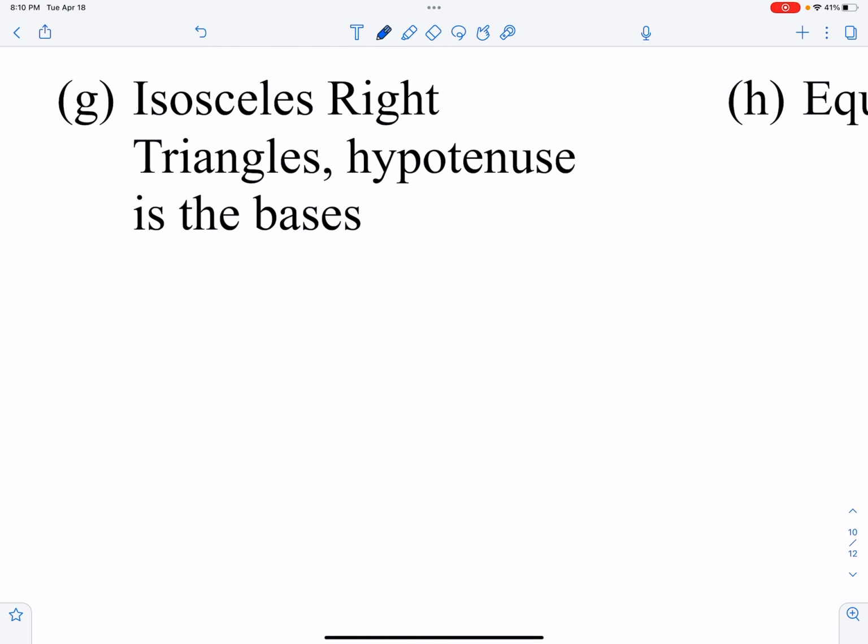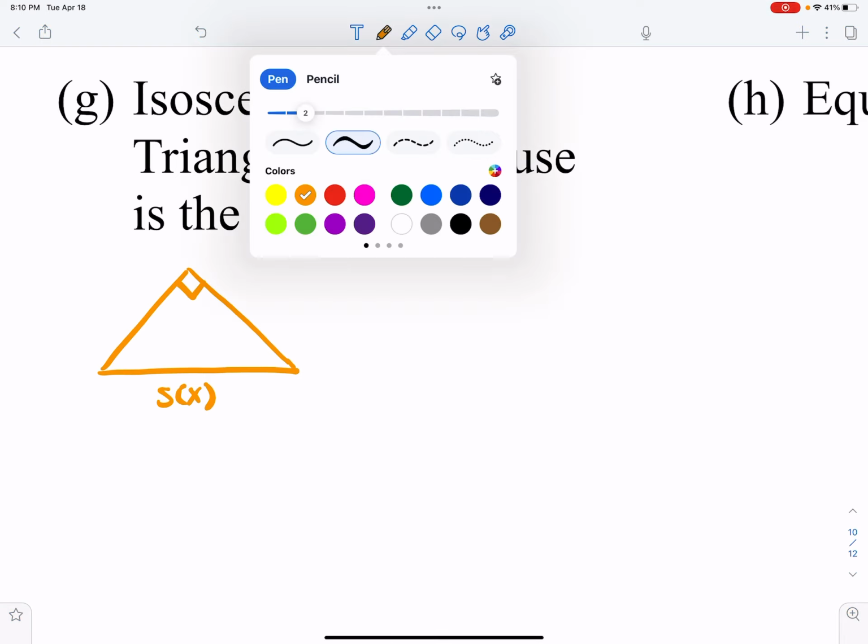Okay, where the cross sections are isosceles right triangles, but the hypotenuse is the base. So think about taking that right triangle from before and rotating it, but now s of x is going to be the hypotenuse. We don't know what the legs would be. They would be dependent on whatever the hypotenuse is.